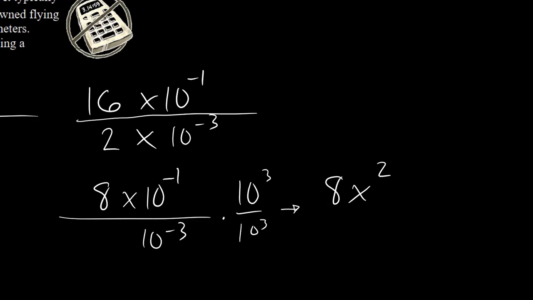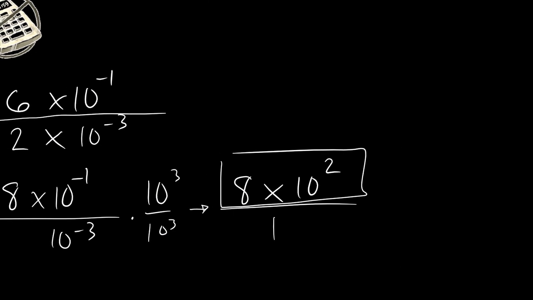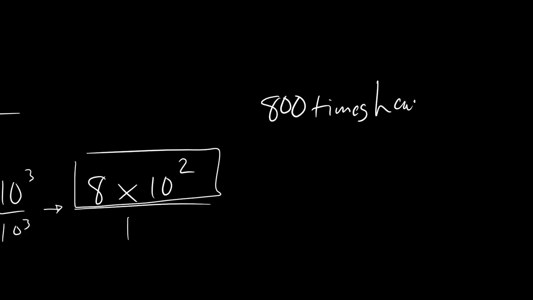Oh, but I forgot the times 10. 8 times 10 to the second power. And on my denominator, it's just 1. So I think 8 times 10 to the second, that's 8 times 10 times another 10. It's 800. 800 times heavier. The fox bat is 800 times heavier than the bumblebee bat.